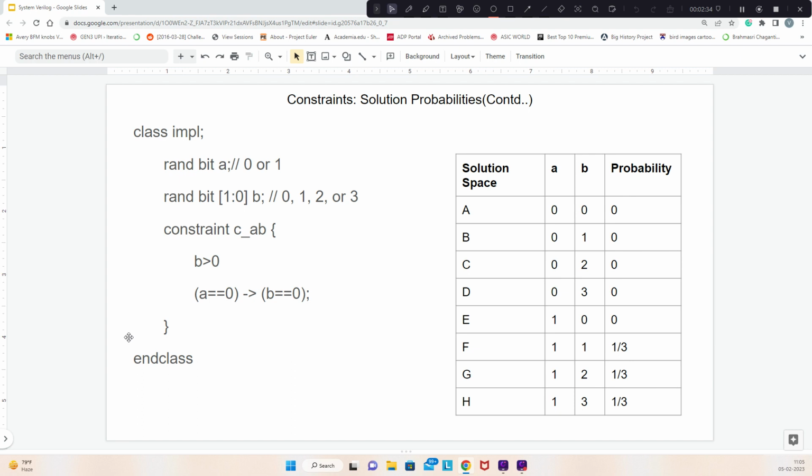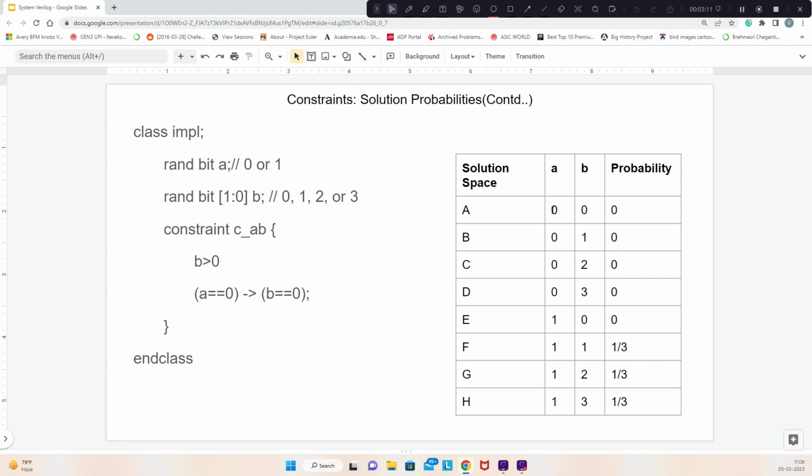Now in this example we added one more constraint, where b is greater than 0. Earlier we were saying that when a is equal to 0, b must be equal to 0. Now we added one more constraint saying that b should be greater than 0. What does that mean? Here we are saying b must be 0 when a is equal to 0. What that means is that a can never be 0 with this change. Hope you understand.